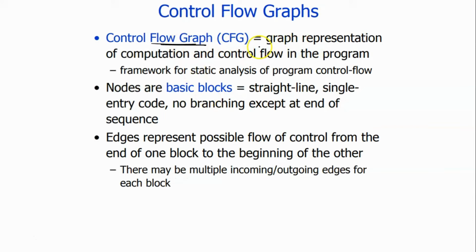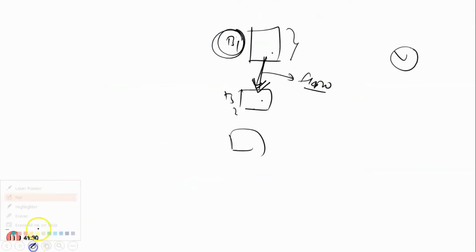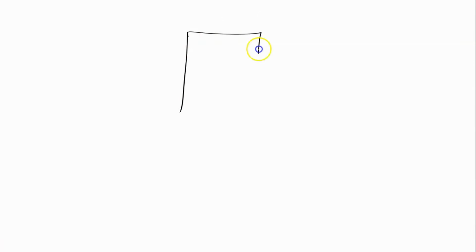So what is a control flow graph? A control flow graph is a graph that will represent the flow of execution. Statically, it will represent all the possible execution orders. Of course this is a graph, so we must have vertices and edges. The vertices, the nodes, are basic blocks. And what is a basic block? A basic block is nothing but a set of instructions, I1, I2, I3 and so on.